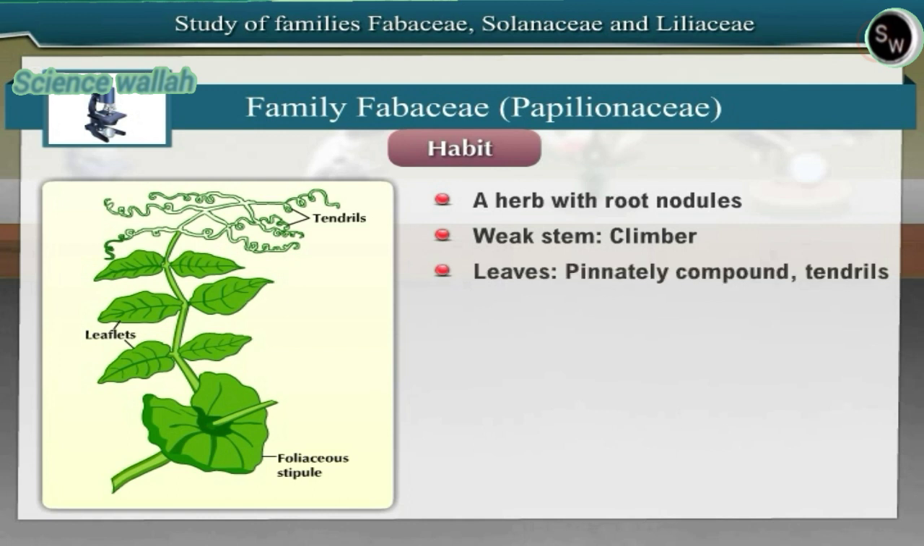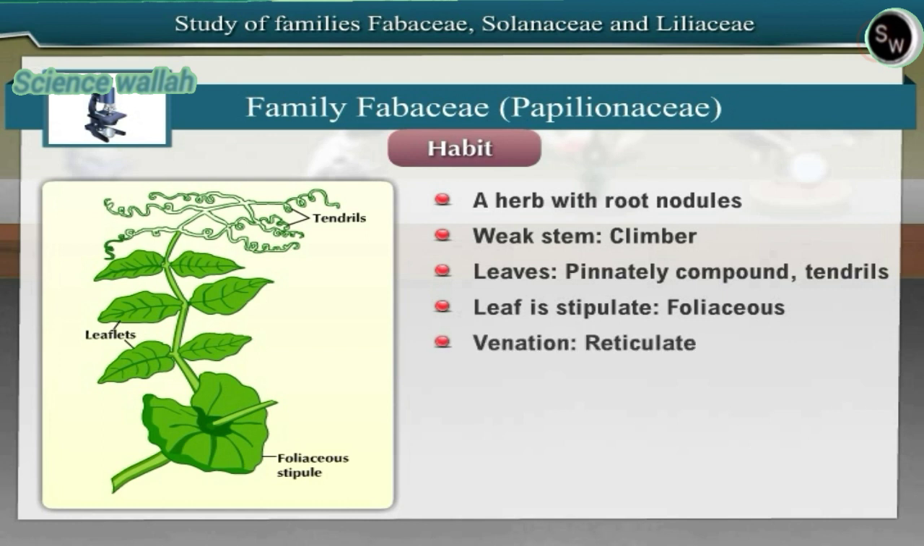Its leaves are pinnately compound. The upper leaflets of the leaf are modified into tendrils. Tendrils help to give support. The leaf is stipulate, that means it bears a stipule. It is also described as foliaceous. The venation of the leaf is reticulate.